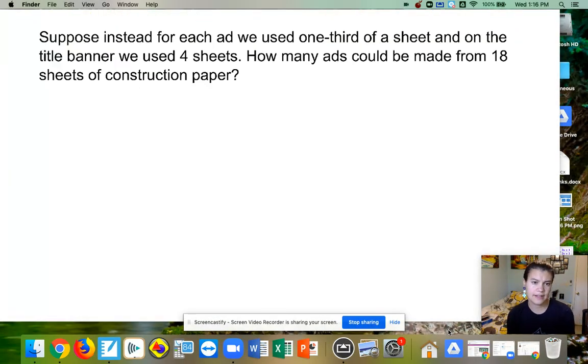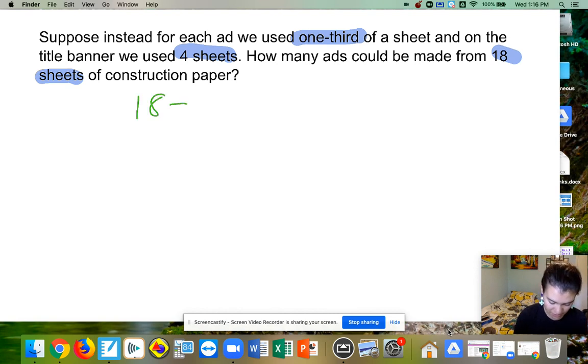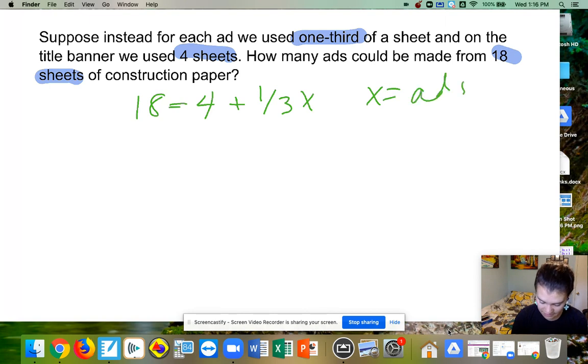All right, so back to that same scenario, but now instead of each ad using a half a paper, we're going to say that each ad uses 1/3. And for the title, we're only going to use 4 sheets. So if we still have our 18 sheets, how many ads can we make? So same equation, we still have 18, but now we're only subtracting 4 for the title, and we're using 1/3 for each of our ads. Make sure we say what your variable is. This is your number of ads.